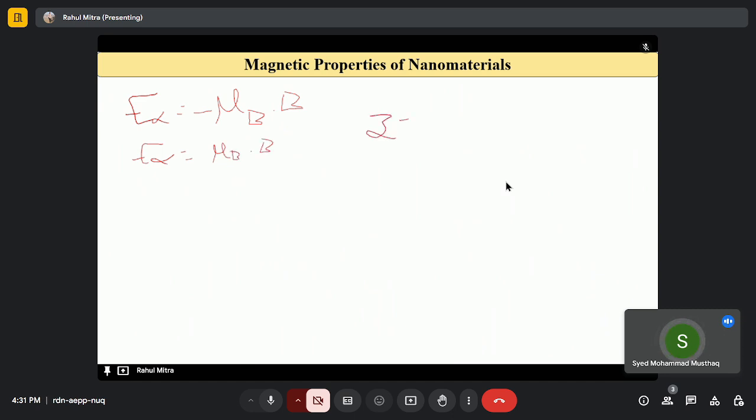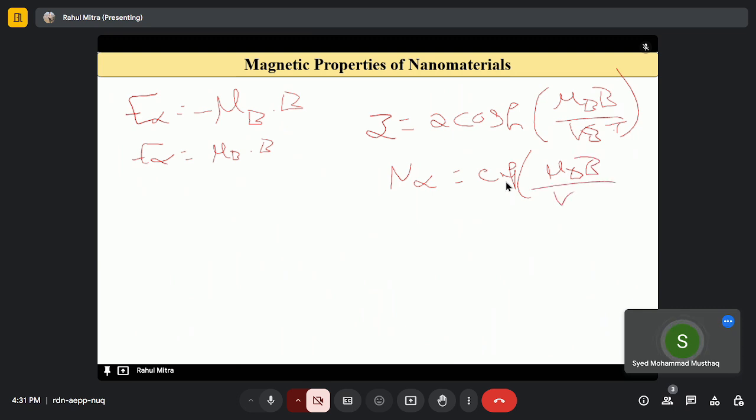Then what is the partition function? The exponential e^x plus e^-x. That is the cosh function, right? So it is not exactly cosh, it is a hyperbolic cosh function, of mu_B B by kT. Now what is N alpha? N alpha is exponential of mu_B B by kT divided by the partition function, which is 2 cosh beta.